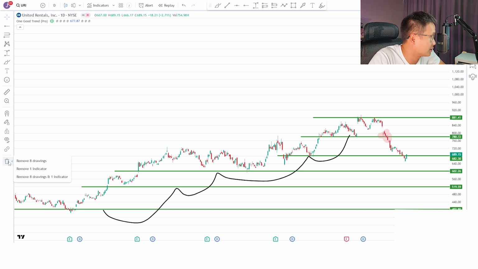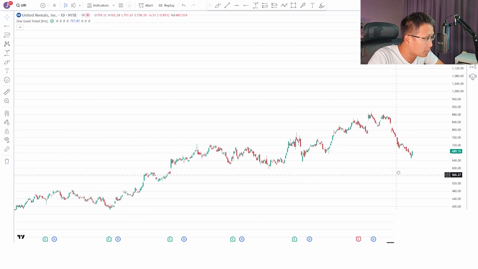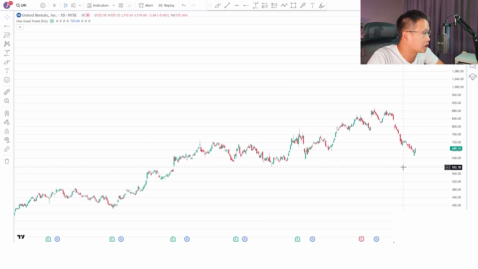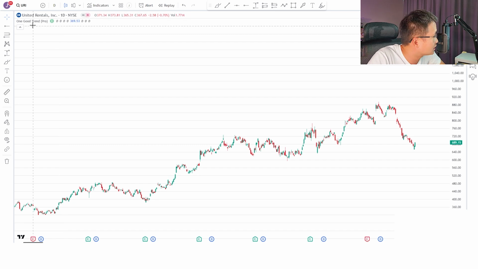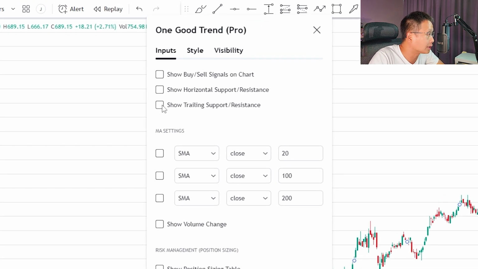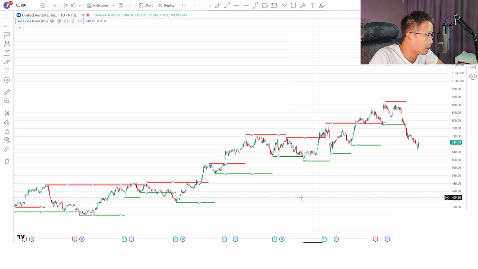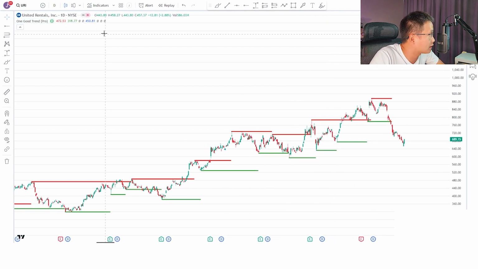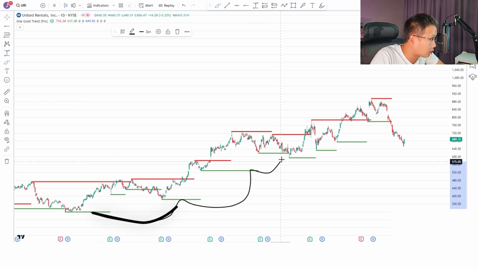So let me give you an example. Let's remove everything again. You can watch the replay if you're not too sure, but let's take a look at another market structure way of looking at it. I have this indicator right over here, and I have this horizontal support and resistance which I turn on, and with the click of the button you can quite clearly see that the support actually got higher along the way.